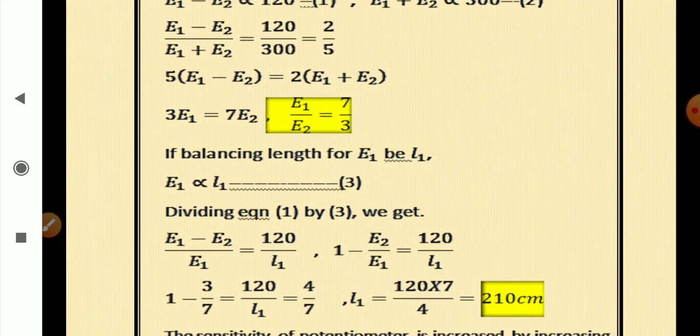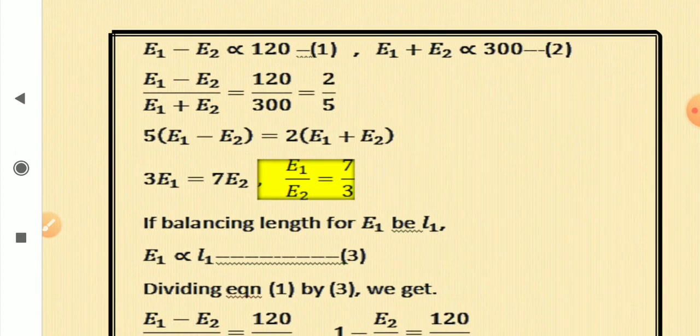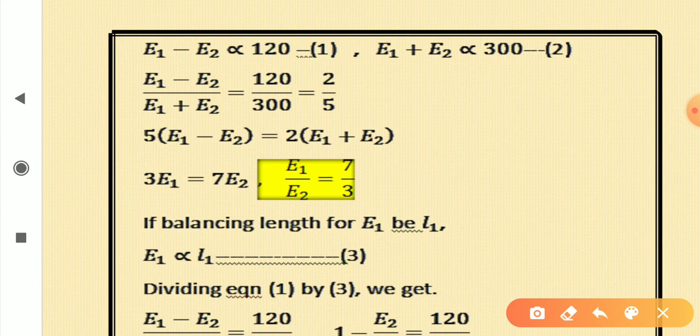Let us get into the solution. In the first case, the cells are opposing each other, so E1 minus E2 is proportional to 120 centimeter. In the second case, they are supporting, so E1 plus E2 is proportional to 300 centimeter. This is equation 1. This is equation 2.